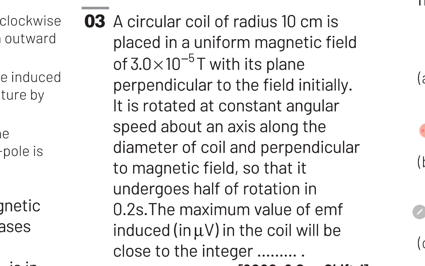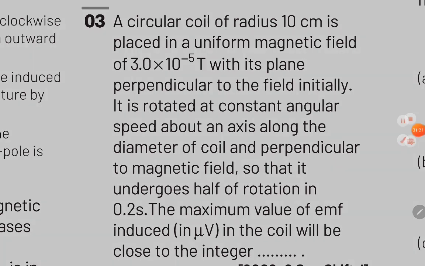Guys, इस क्वेश्चन में B यानी कि मैग्नेटिक फील्ड दिया है, area will be pi r square and omega can be calculated by using the formula omega is equal to 2 pi upon time period. So this is the main concept of this question. Let's observe this in the solution in the next slide.